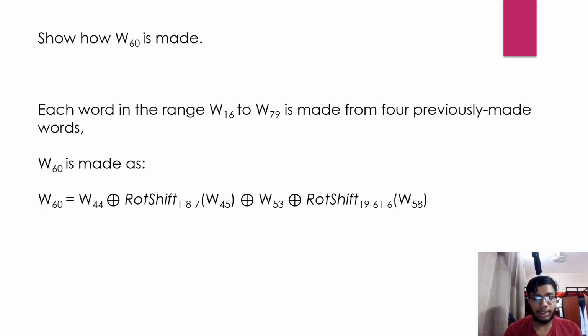If I want W60, then in the formula we substitute t as 60. So it should be sigma 1 of W(t-2), which is this term that comes first here, then the remaining terms, and then we process them. Same methodology, we just process it.